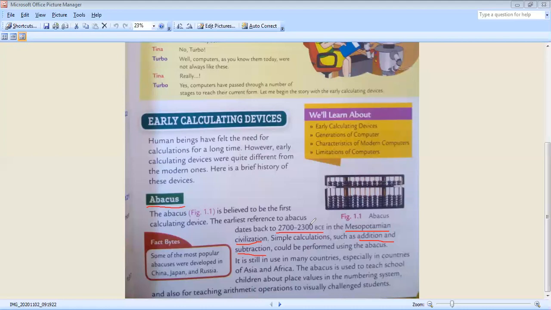The abacus is used to teach children about place values in the numbering system, and also for teaching arithmetic operations to the visually challenged. By visually challenged, we mean blind students. So it is used to teach blind students.